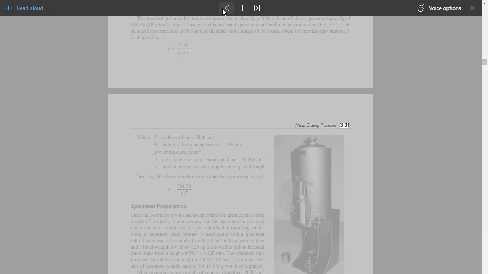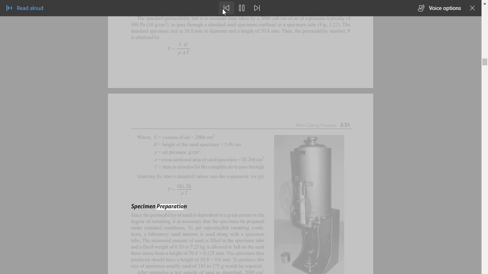Where V equals volume of air equals 2000 centimeters cubed. H equals height of the sand specimen equals 5.08 centimeters. P equals air pressure, g/cm2. A equals cross-sectional area of sand specimen equals 20.268 centimeters squared. T equals time in minutes for the complete air to pass through. Inserting the above standard values into the expression, we get P equals 501.28/pt.